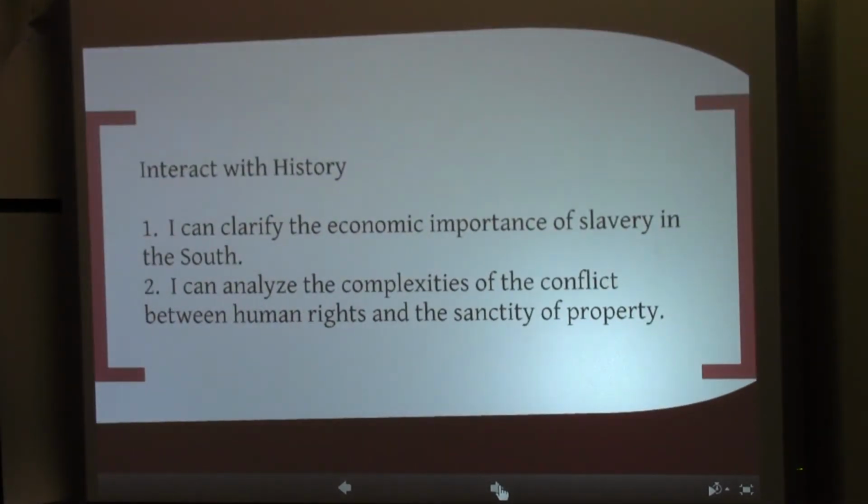Some of how we'll be interacting with history while we explore Chapter 10: we'll be able to clarify the economic importance of slavery in the South. We'll also be able to analyze the complexities of the conflict between human rights and the sanctity of property. So one of the pieces that we're going to find early on in Chapter 10 is the whole notion of having to deal with slaves as property.